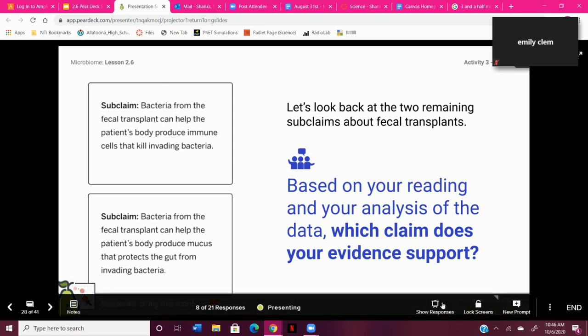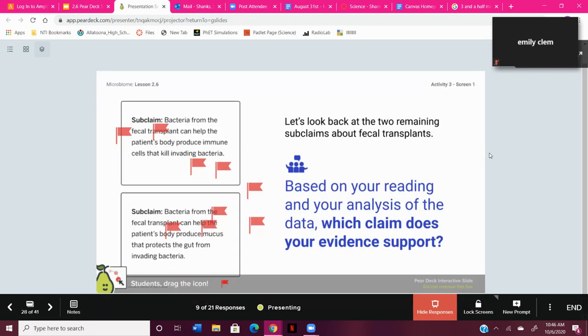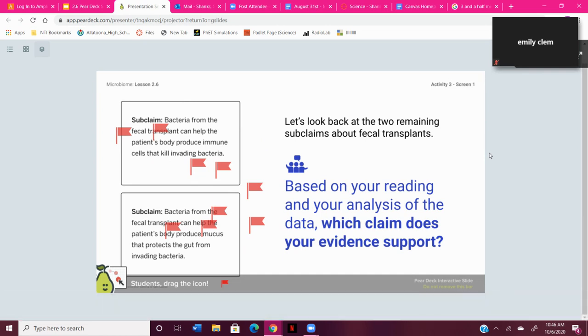All right, these responses will be a little different. Make sure you are dragging the little flag to the subclaim that you think your evidence supports. All right, so bacteria from the fecal transplant can help the patient's body produce immune cells. Which one of those talked about having higher immune cells?